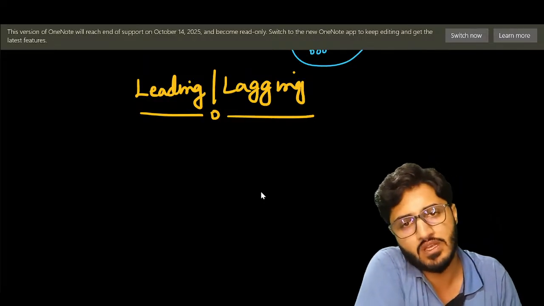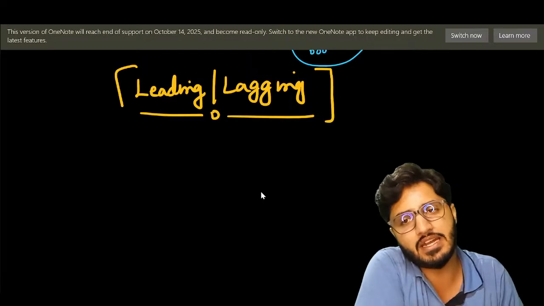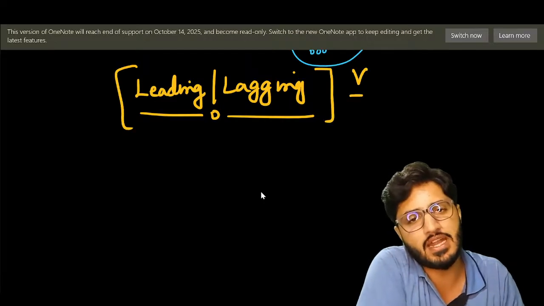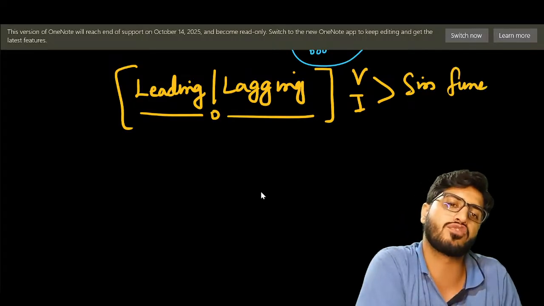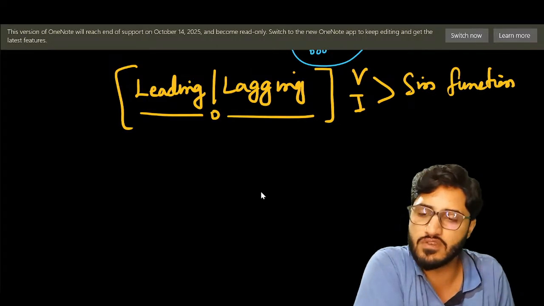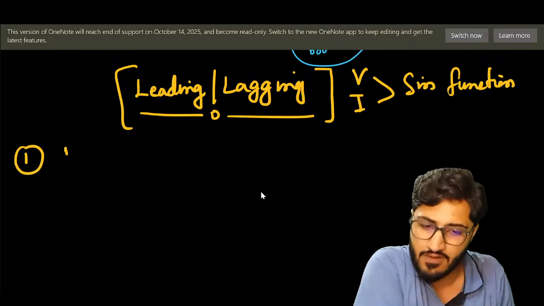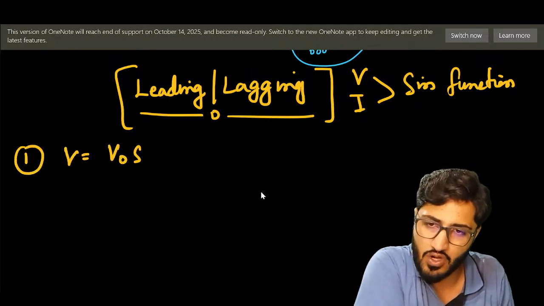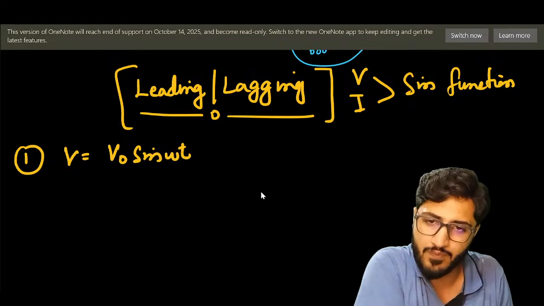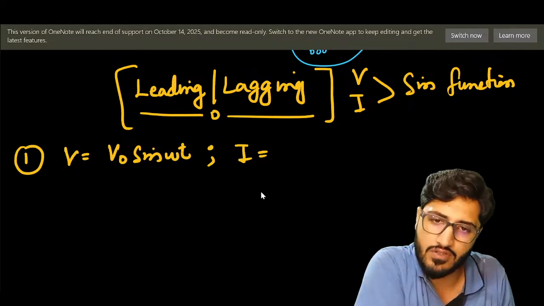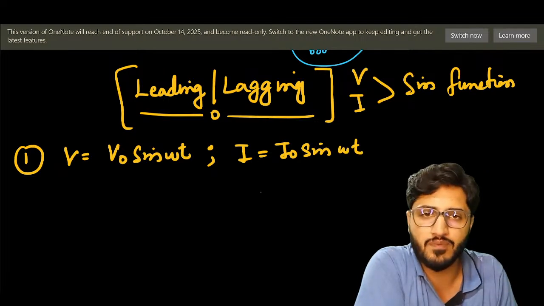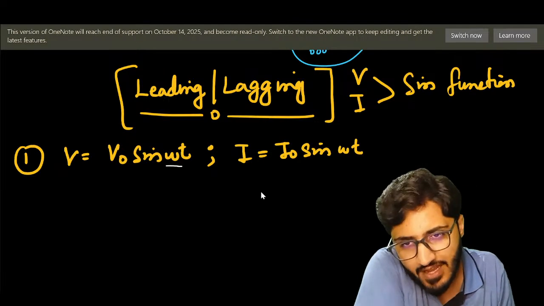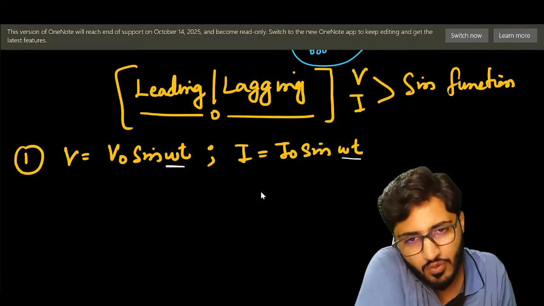First of all, to differentiate lagging and leading, both V and I should be in sine function. Suppose, case number first, V equals V naught sine omega t, I equals I naught sine omega t. The first phase angle is omega t, the second phase angle is omega t.